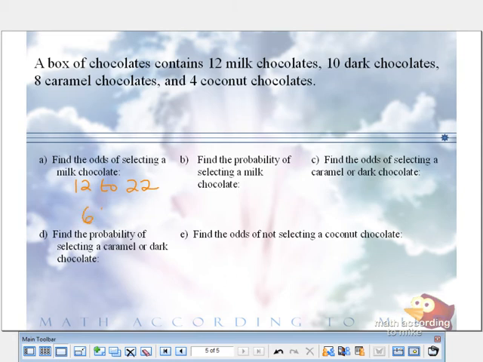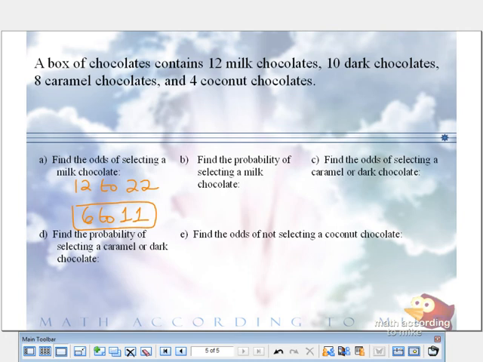Good. So the odds of selecting milk chocolate are 6 to 11. If we wrote that as a fraction, it would be wrong, because the directions are odds. But part B, find the probability of selecting a milk chocolate. Remember, probability is part over whole.